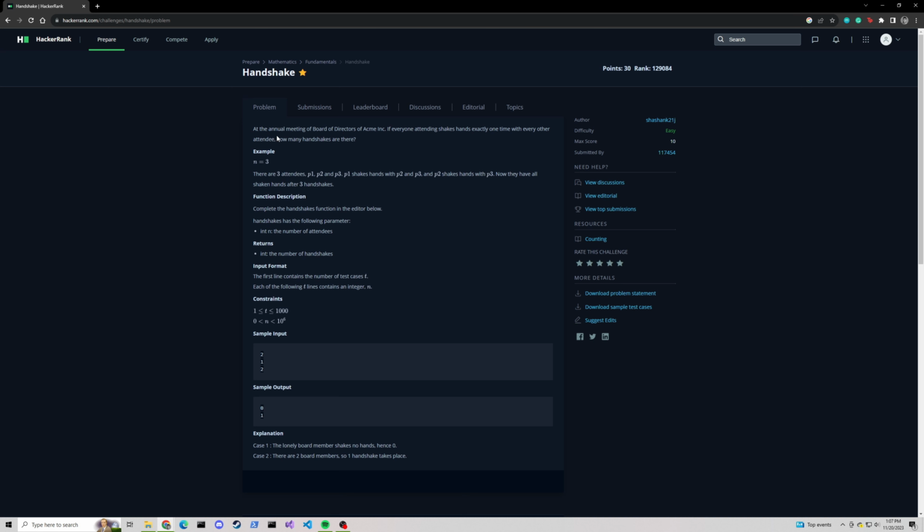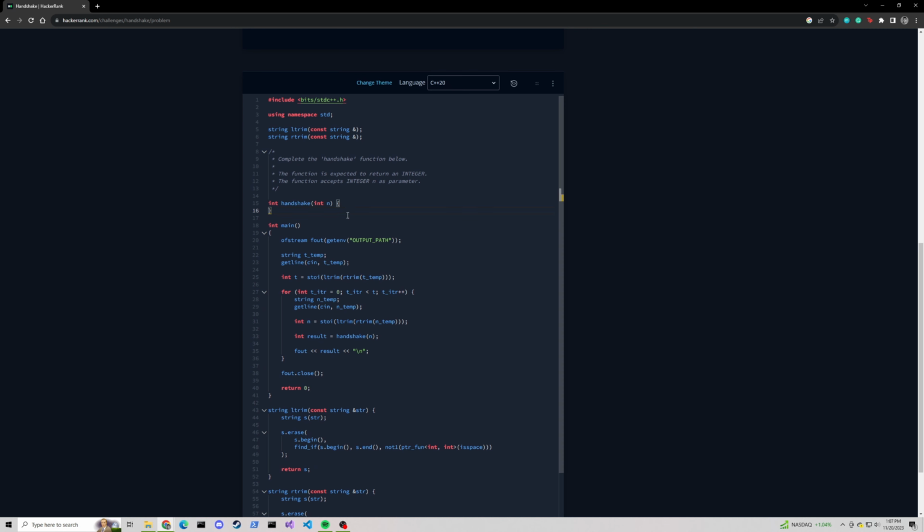So if there's one attendee, how many hands do you shake? 0. If there's 2 attendees, there's one unique handshake, right? So what about 3 attendees? So person 1 will shake hands with person 2 and 3, so that's 2 handshakes. And person 2 will shake hands with person 3, so that's another, so 3 handshakes. Okay, so they give us the number of test cases, the input, so let's just go through this.